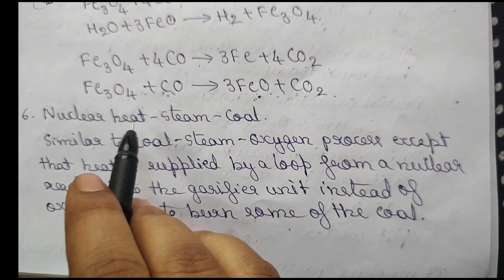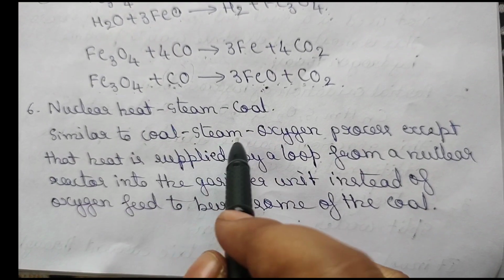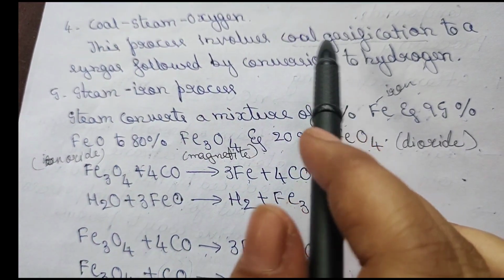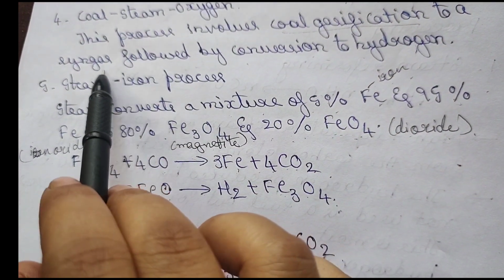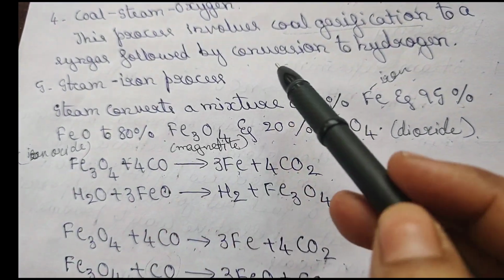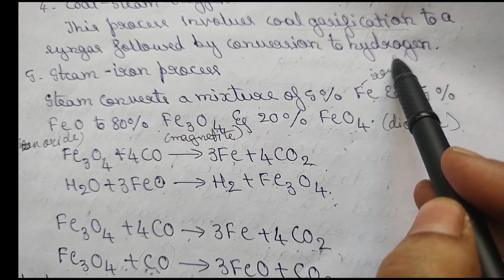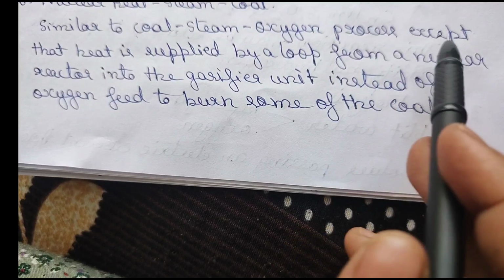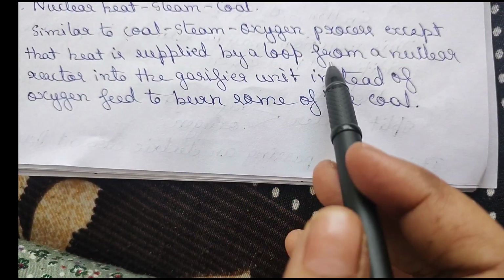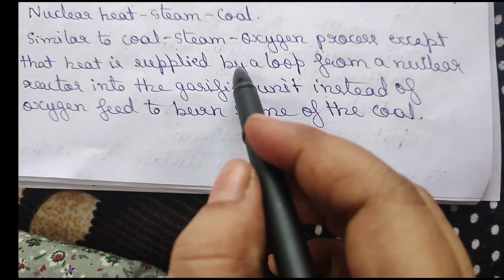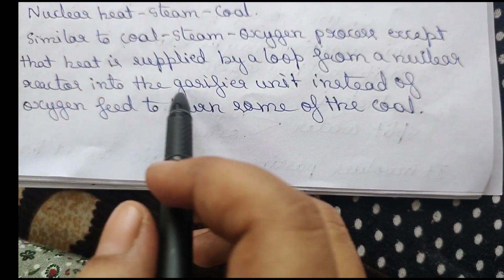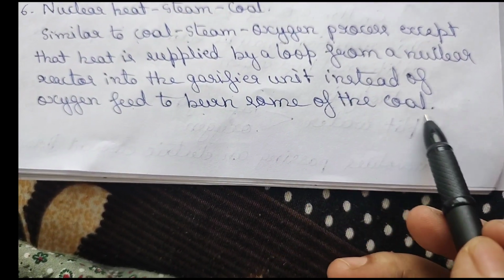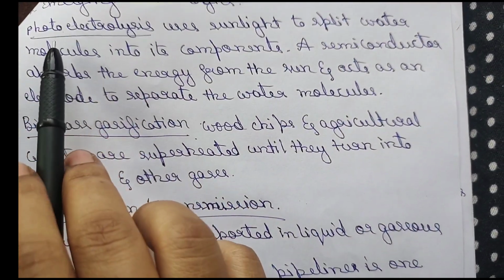Next is nuclear heat steam coal, similar to coal steam oxygen. Here what we have in the fourth process, coal steam oxygen: coal gasification we do, and from that we get syngas, followed by some other process, and from that we get hydrogen as output. Nuclear heat steam coal is the same process, similar to coal steam oxygen, except the heat is supplied by a loop from a nuclear reactor into the gasifier unit instead of oxygen feed to burn some of the coal.